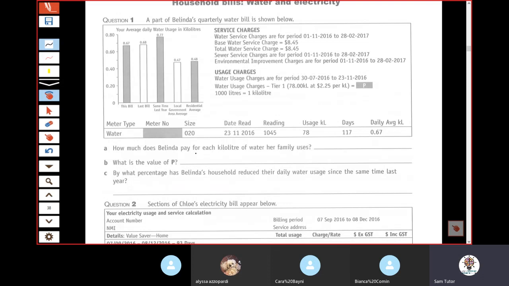Okay. How much does Belinda pay for each kiloliter of water her family uses? Well, usage charges. She gets charged $2.25 per kiloliter. What is the value of P? Well, it tells you this at this. So it's got to go 78.